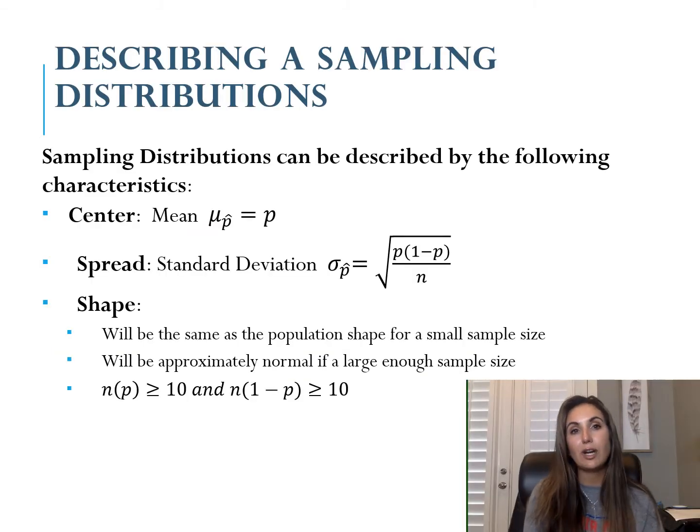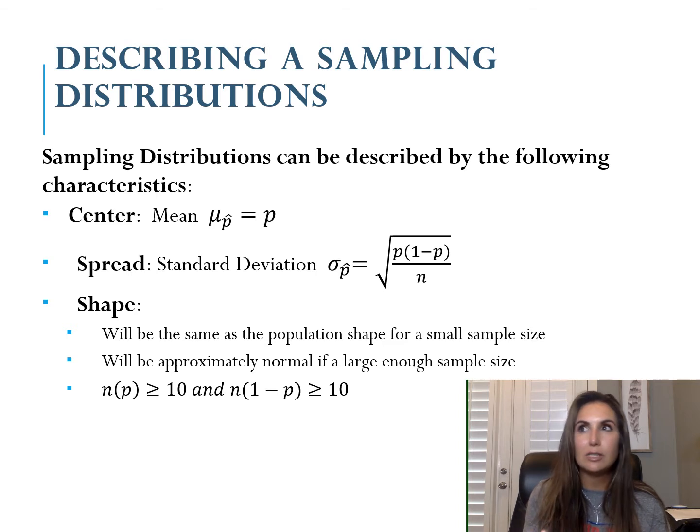We've talked about describing distributions before, and we're just going to move on to describing sampling distributions, which is the same thing. We still need a center, shape, and a spread, but the way you find it is a little bit different than what we're used to. So the sampling distributions can be described by the center. The center is going to be our mean, and it's represented by the formula mu p hat equals p, and what that stands for is the mean of our sampling distribution is equal to the proportion of the population.